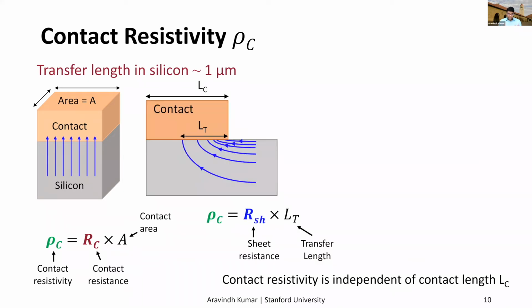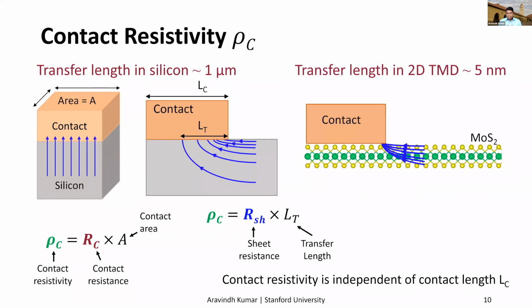But in an actual transistor, the current conduction is in 3D and there's a lot of current crowding going on. So most of the current enters the contact in this characteristic length called transfer length, which is different from the actual contact length. In silicon and other conventional semiconductors, the transfer length is in the range of 1 micron. So it becomes important to study both the ρc and the LT as we are dealing with contacts which are in the range of 1 micron or shorter.